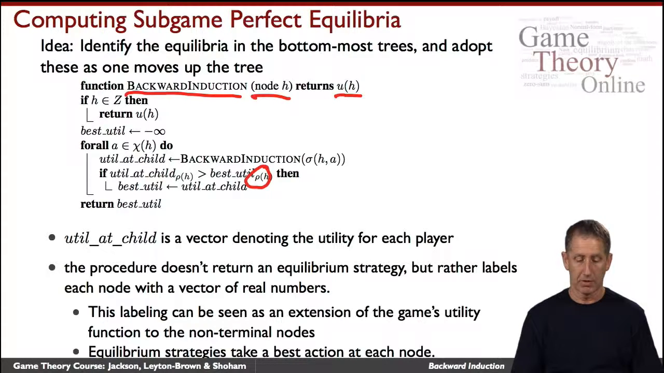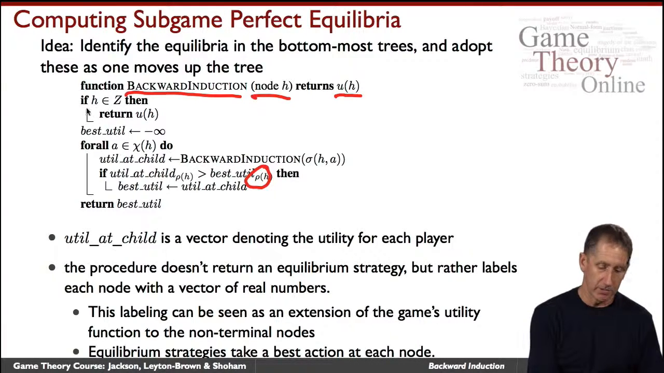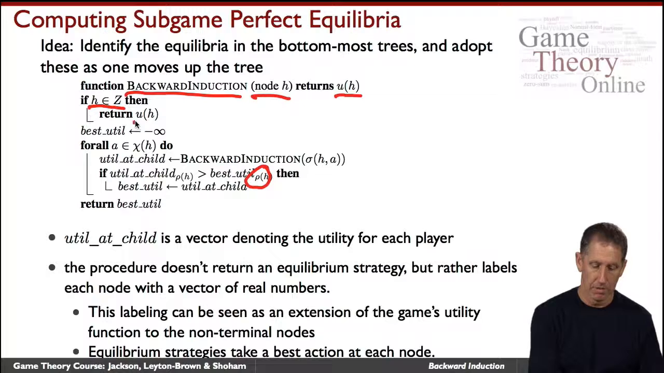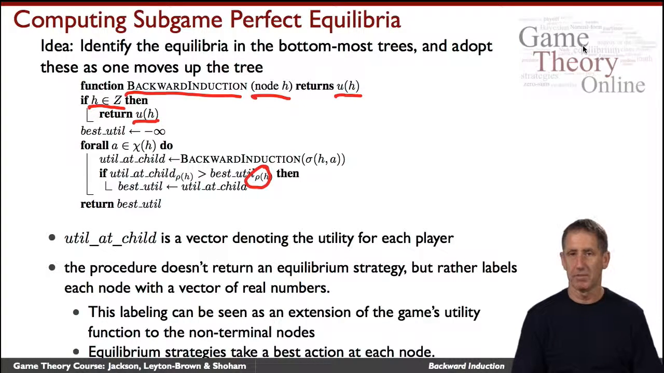And again, remembering our intuition, we say the following. If h is a leaf node, Z is the set of leaf nodes. If h is a leaf node, then we simply return the payoff vector as defined by the game. That's where the recursion bottoms out. Most of the work, of course, happens in the recursive step when we're not at the leaf node. So for that, we do the following.